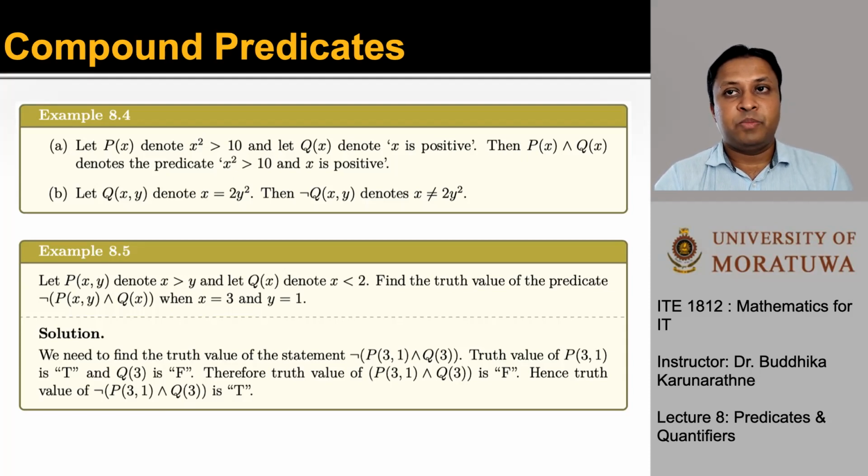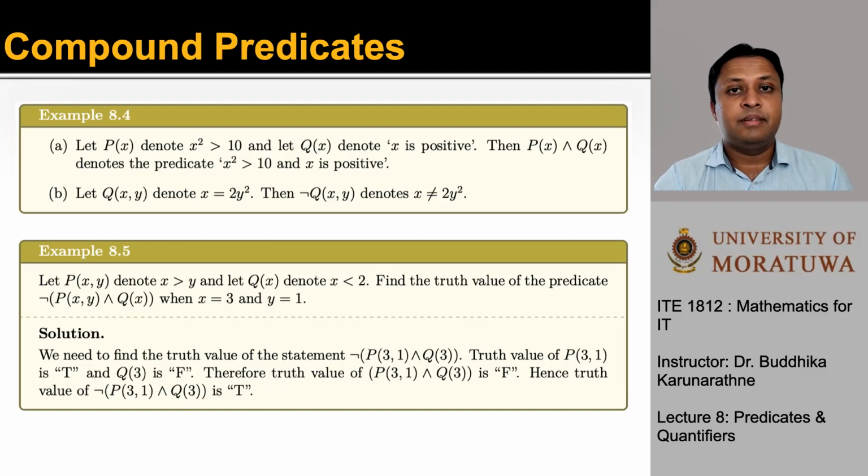More on compound predicates in example 8.5. Let P(x,y) denote x greater than y and let Q(x) denote x less than 2. We are asked to find the truth value of the predicate negation of P(x,y) conjunction Q(x) when x is equal to 3 and y is equal to 1. So we are given the values for x and y. How do we approach the solution?